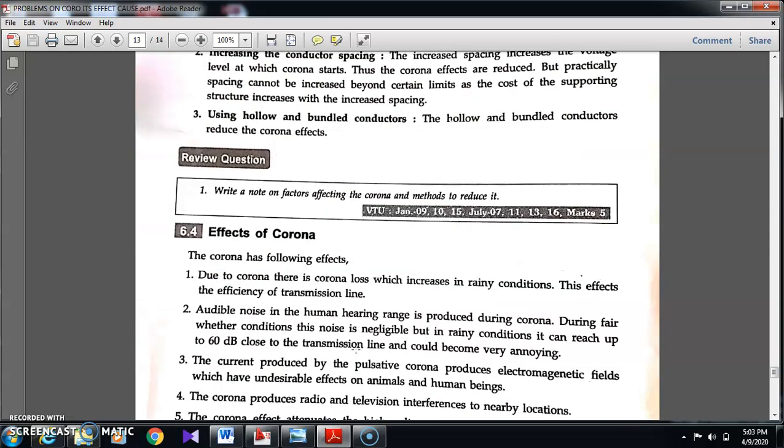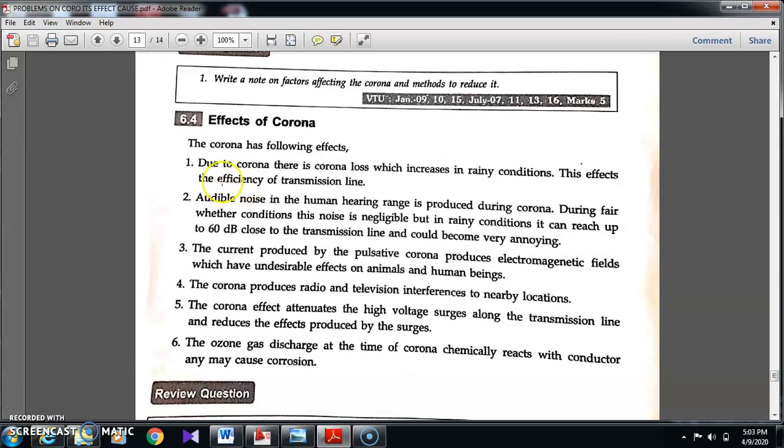And what are the effects? Once it has happened, efficiency will be affected. It will increase the ozone gas. The conductor sometimes gets corroded. And nearby radio and television interference also occurs. Sometimes it may also affect animals and human beings.